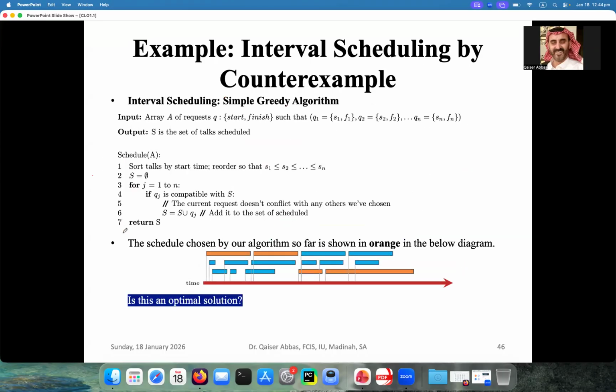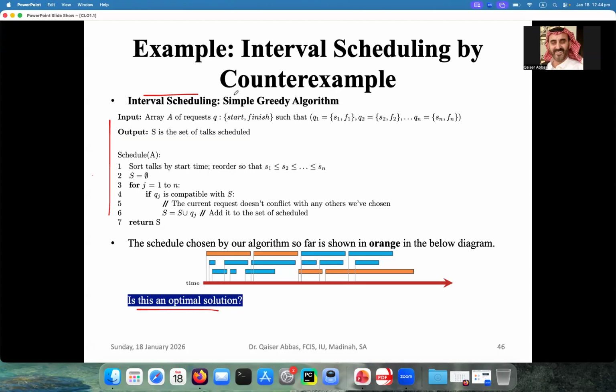If we build an algorithm to solve this problem of interval scheduling, then at the end we are asking whether this algorithm is giving us an optimal solution or not, which means whether it is giving us the desired output according to the condition. If it is, then we can say this algorithm is correct. Otherwise we will not say it is correct.